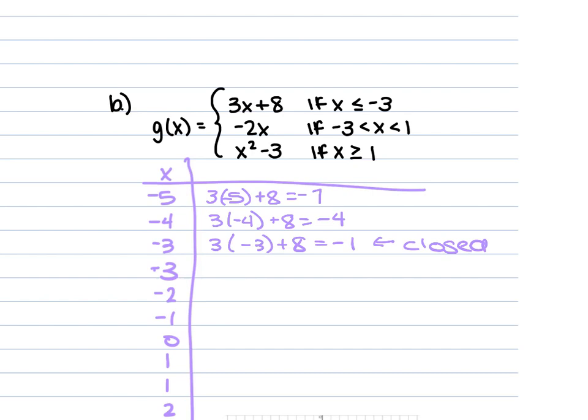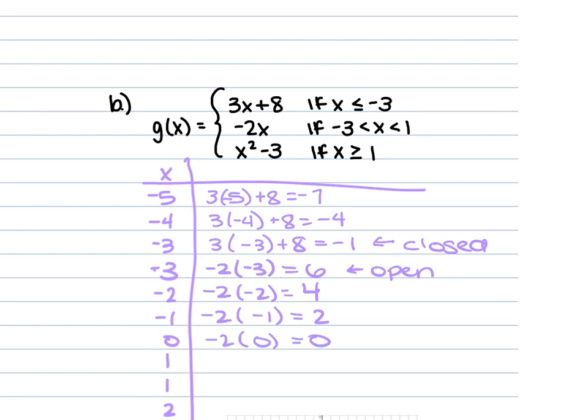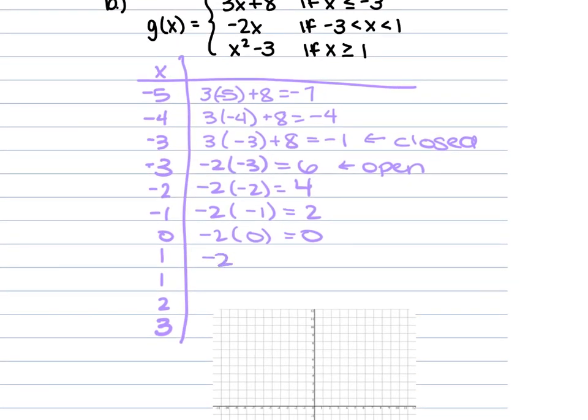For the negative 3 is less than x, which is less than 1, we're going to do negative 2 times negative 3, which is 6. We're going to have an open circle there. Negative 2 times negative 2 is positive 4. Negative 2 times negative 1 is 2. Negative 2 times 0 is 0. Negative 2 times 1 is negative 2. Open circle on that one as well.